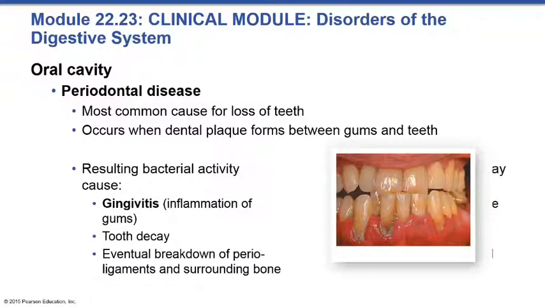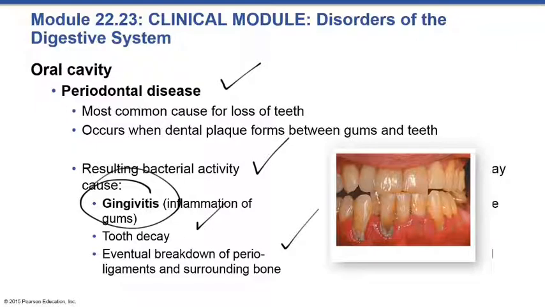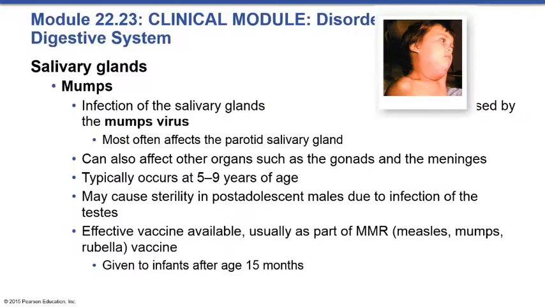So the last thing I want to talk about are just some of the things that can go wrong when there's a disorder of the digestive system. If the salivary glands are releasing or not releasing products properly, then there can be an increase in periodontal disease. This is going to lead to loss of teeth, and this is going to increase bacterial activity, gingivitis, inflammation of the gums, tooth decay, and breakdown of the periodontal ligaments that are important for maintaining the bony structure of the tooth. There can be infection of the salivary glands.